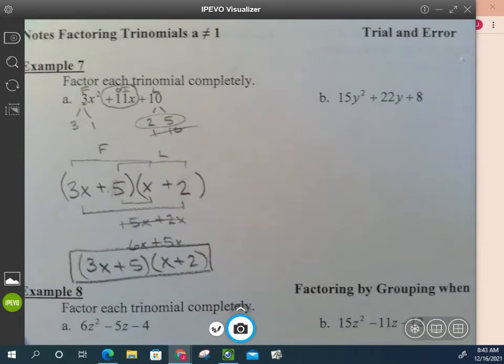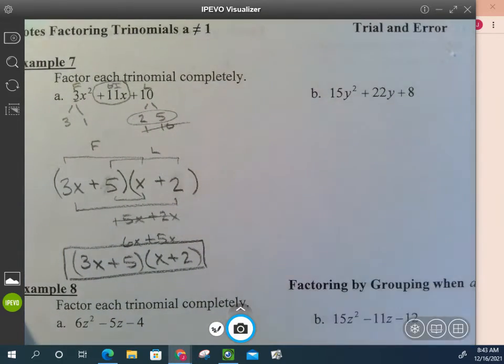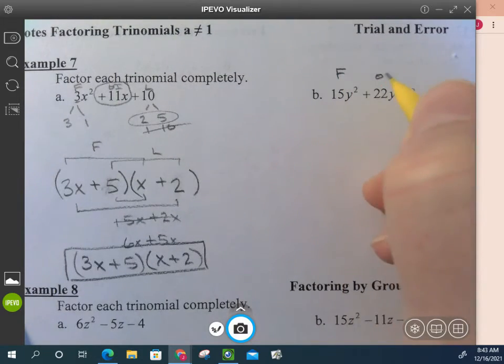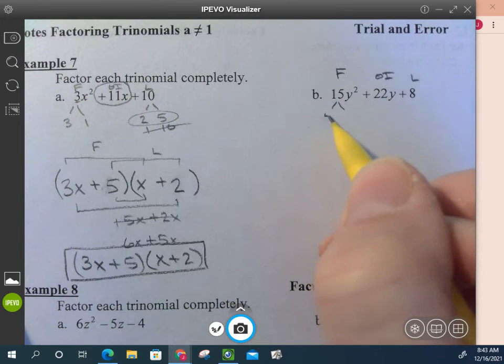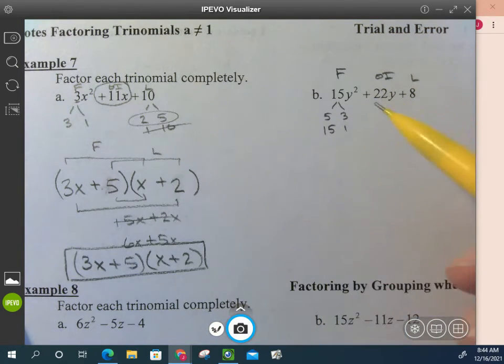All right, so look at B. There's a lot more going on because my numbers are a little bigger. I still have my first, outer, inner, and last, but my first could be a 5 and 3 or 15 and 1. So I do want to consider all possibilities. I hope to not have to go through it all, but write everything down.